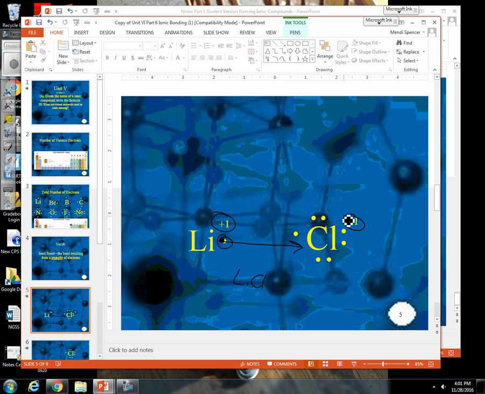So we have a -1. You will cross this charge, and it will become the subscript of your metal element. Lithium has a positive charge. It will become the subscript of the element it is bonded to. However, in this case, lithium has a subscript of 1. Chlorine has a subscript of 1. Anytime your subscript, that little number after your element, is 1, you don't have to write it. So your overall compound is LiCl, lithium chloride.